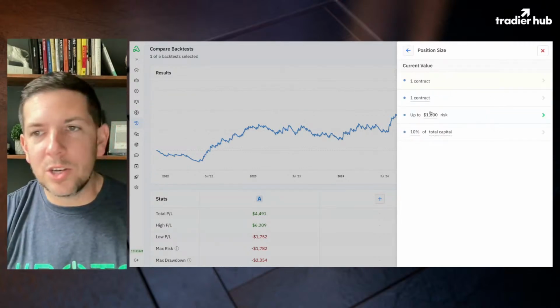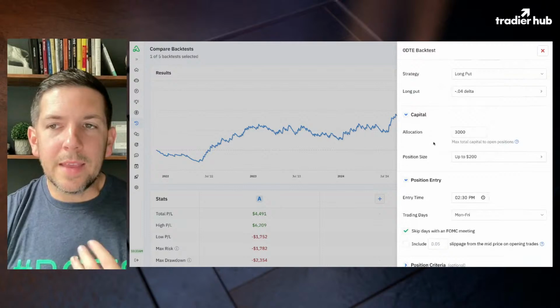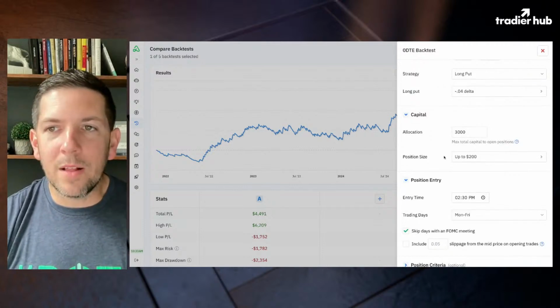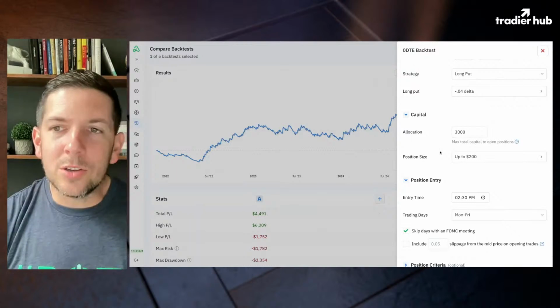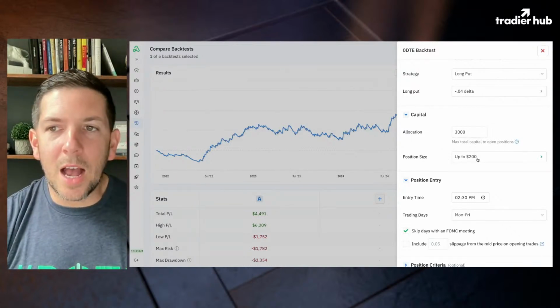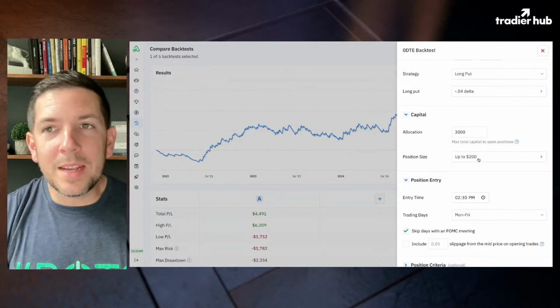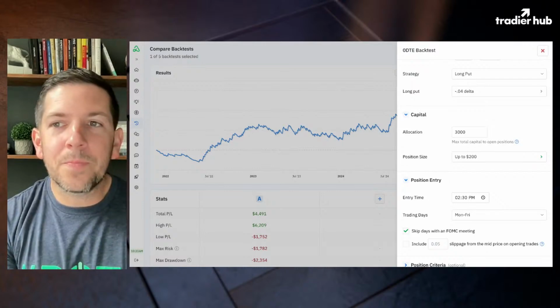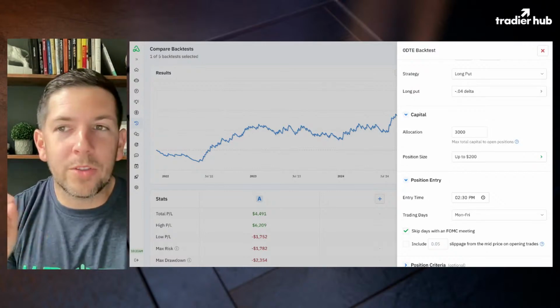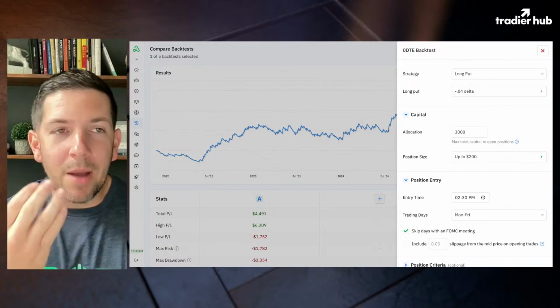Now you can, again, change this up if you want to, but the idea here is that you can test different capital allocations. So you can start with a little bit more money, start with less money, and then you can do position sizing. You can say up to $200 of risk, which means that if you go out to that long delta, that 4 delta long put, if that 4 delta long put is worth $50, it will grab 4 of them.